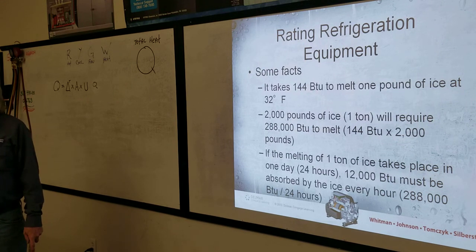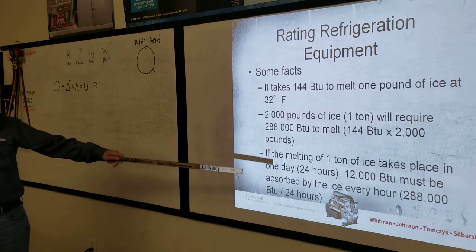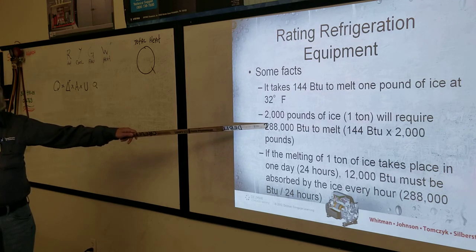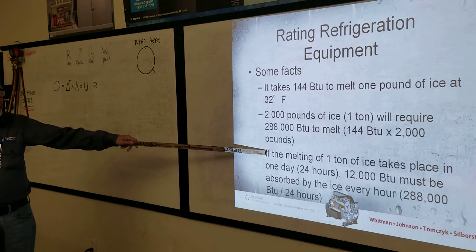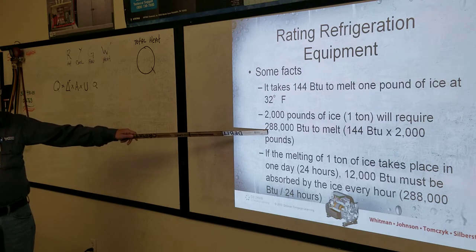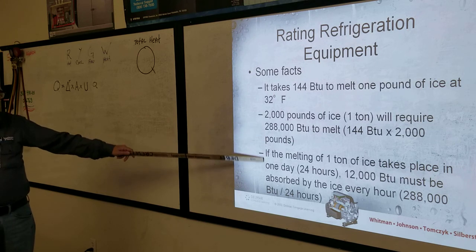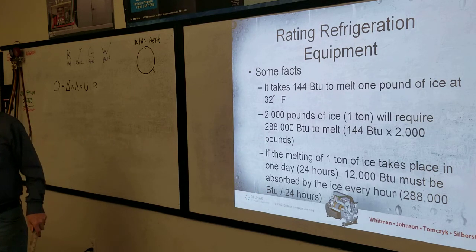A ton of refrigeration is not 2,000 pounds. Okay, got that? Comment right there. A ton of ice is 2,000 pounds. 288,000 BTUs to melt that ice in 24 hours works out to 12,000 BTUs per hour.